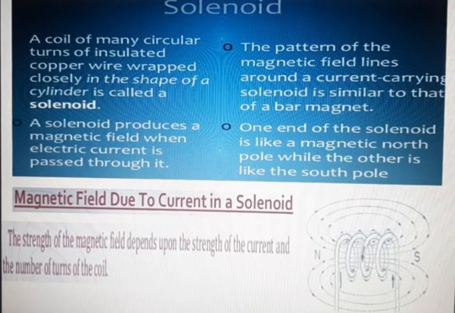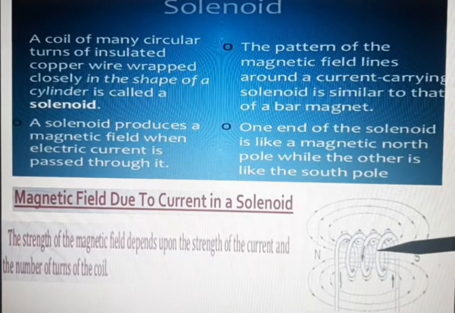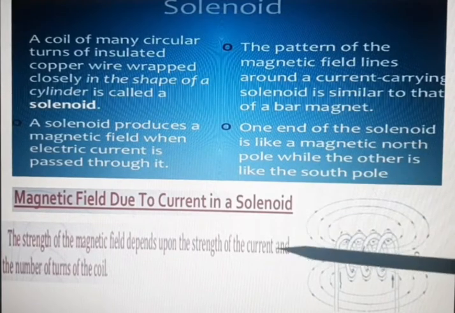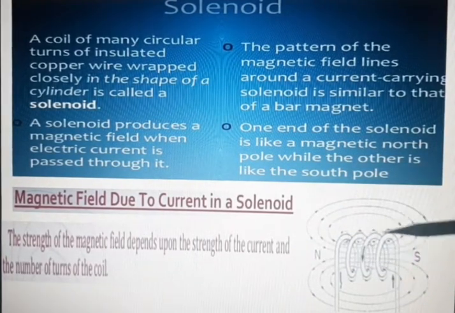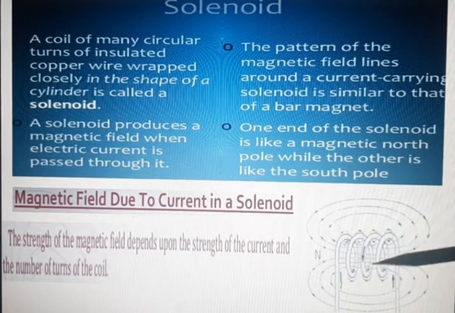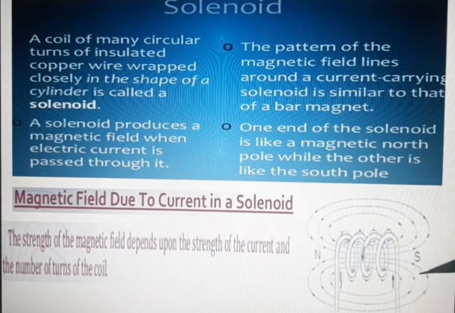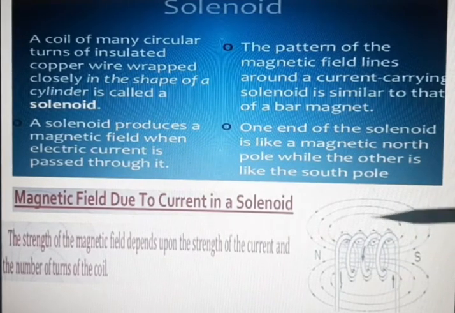With the help of a bar magnet, we can also determine the poles of this current carrying solenoid. We will get one north pole and one south pole. The strength of the magnetic field around this current carrying solenoid depends on two factors. One is the strength of the current. That means the more current we pass through the solenoid, the stronger the magnetic field becomes. And secondly, if we increase the number of turns in the solenoid, then also we get an increased strength of the magnetic field.